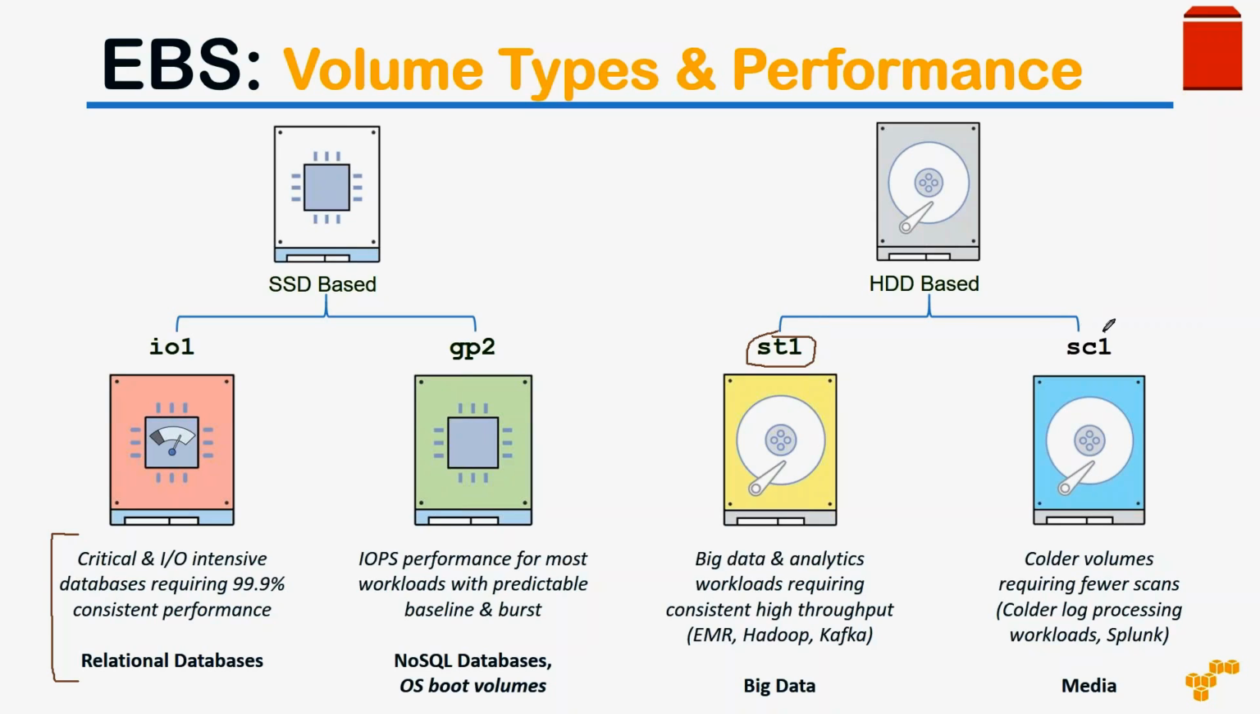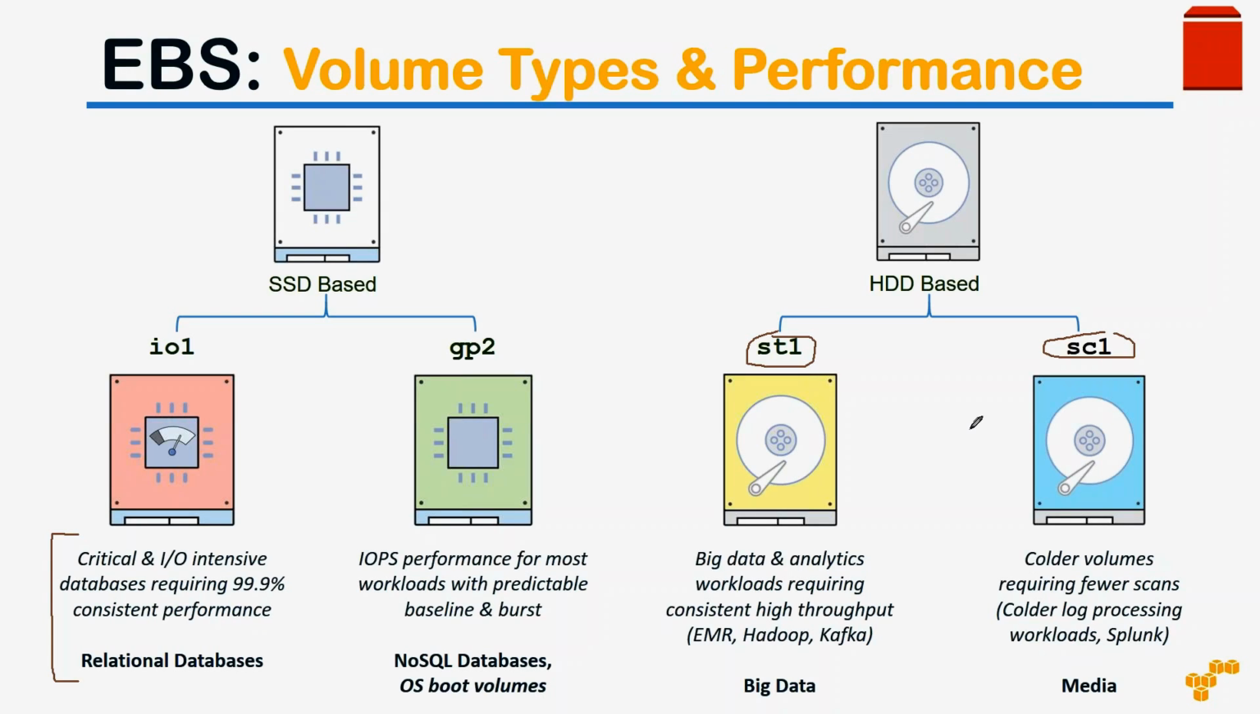And then cold storage is also possible. SC1 is cold storage where you are not worried about IO performance, but you want the cheapest block level storage available, and where you are going to do very slow processing of the data. You are not worried about your performance so much, and even if it slows down a little bit, you are not worried. So for colder log processing, some analytics and warehousing processing, SC1 is the ideal choice.